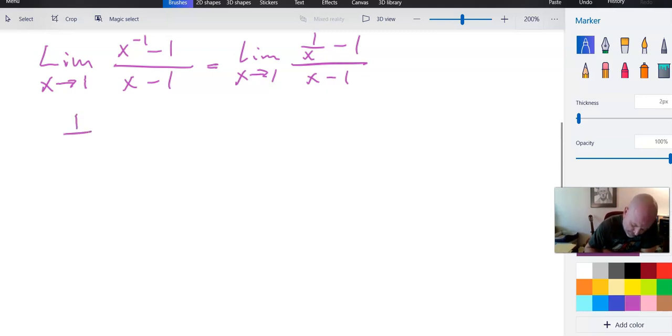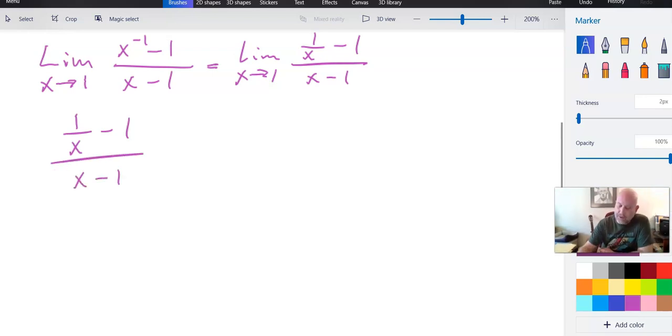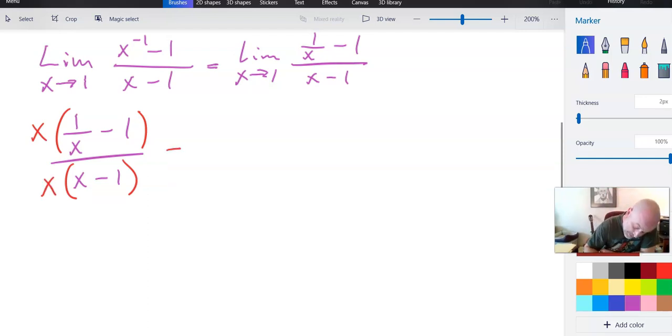Let's see here. We have 1 over x minus 1 over x minus 1. Now, one of the tricks, since you are allowed to multiply the numerator and denominator of any fraction by the same number, is to multiply the numerator and denominator by the common denominator among your fractions. And since I only have 1, the common denominator is x. So I'm going to multiply top and bottom by x, and we'll see what we get. Okay, so here the x's will cancel to give me a 1, and then x times 1 is x. So this is now 1 minus x, and I'm not going to multiply out the bottom. I'm going to leave it factored because that's what we need.